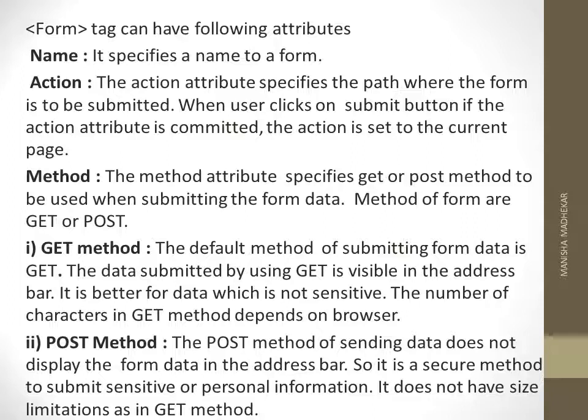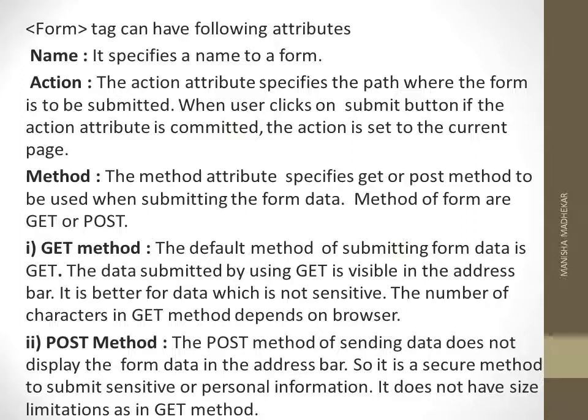For that, we generally use the forms. Form tag can have the following attributes. Some of the attributes we have already studied in standard 11, that is name. It specifies a name to a form. Action. The action attribute specifies the path where the form is to be submitted. When user clicks on submit button, if the action attribute is omitted, the action is set to the current page.